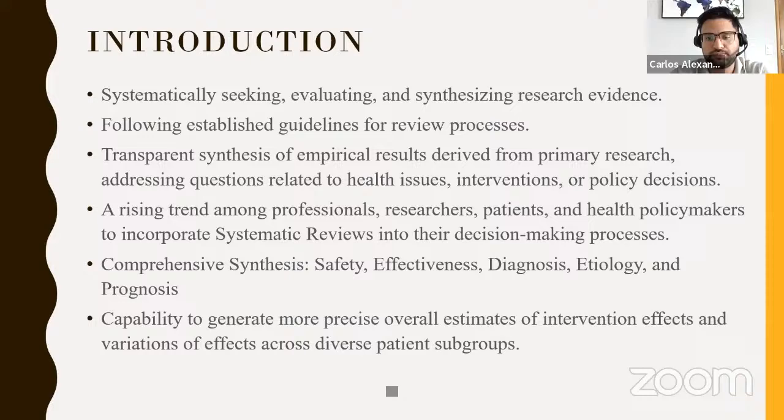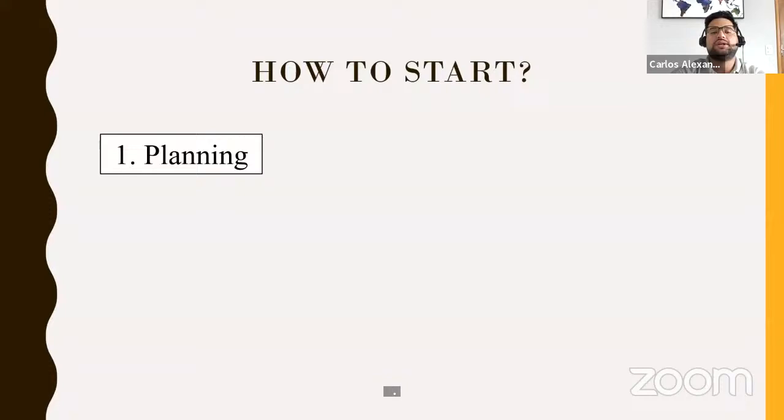So how to start a systematic review? Usually, I like to divide these in three steps. The first one being planning the systematic review, which I think is the most important one, in which you should be very cautious to include everything and design everything that you're going to include in your systematic review. The planning part should take as much time as we need to, because after that, it's very difficult to change things in the methodology of your systematic review. So the planning part includes creating the team, designing the study, selecting the databases, the eligibility criteria, everything.